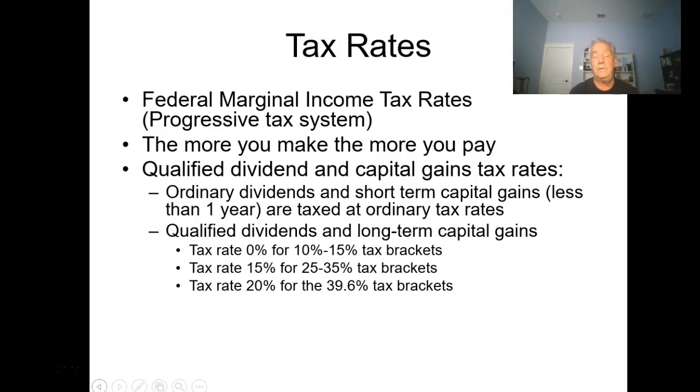So let's say we have a bunch of stock, we paid $10,000 for it. In 13 or 14 months, we sell it for $20,000. We've made a profit of, I mean, $10,000. What that means is we owe capital gains tax on that of $2,000. So that's how it works.